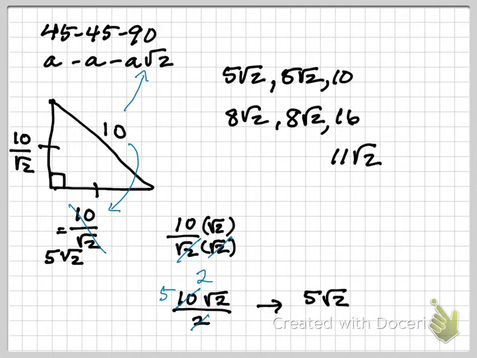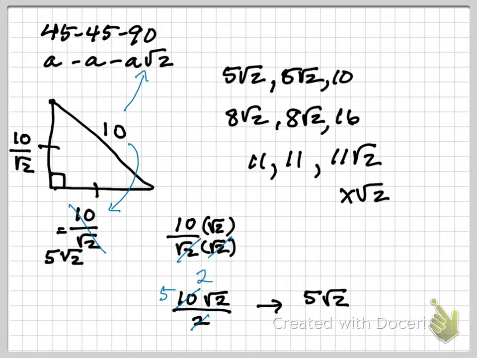What if our hypotenuse was 11 square root of 2? What would we have to do to get smaller? That's right, we would divide by the square root of 2, and we've got 11 and 11 as the two leg lengths. See how nice and simple that is? It just saves so much time and energy. What if our hypotenuse was 8 square root of 2?